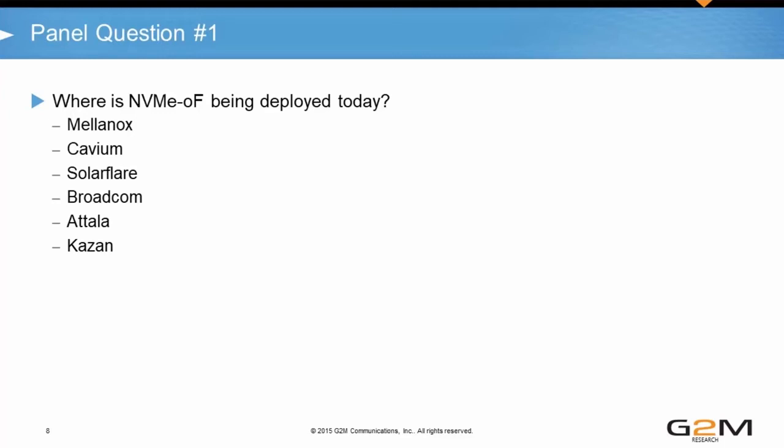None of you guys used the magic word composable, but I think that's a key advantage of NVMe over Fabrics. Having that storage out on the net means that we can allocate it to workloads much more dynamically than we could disk drives that were locked behind other devices.